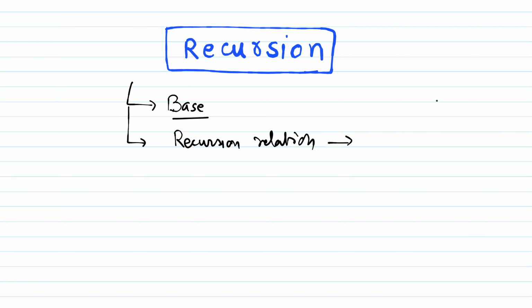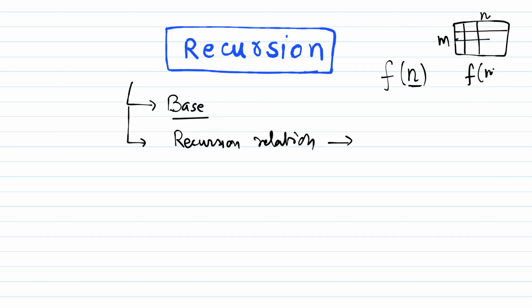This involves breaking the main problem that you are given. The main problem may be of the form f(n), or it may have more variables. I am taking just one variable for simplicity. You can have m, n, o. For example, let's say you are solving a 2D grid problem. Here you will have some m rows and n columns, so it will become f(m, n).